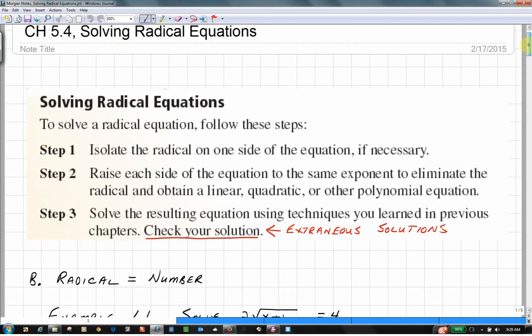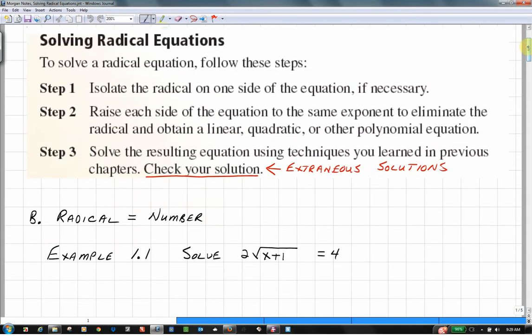So what we're going to do is solve equations that have radicals and rational exponents. They're pretty close to the same thing, so let's go through a couple of steps here. Obviously, one of the things you're going to want to do is get the radical or the rational exponent all alone.